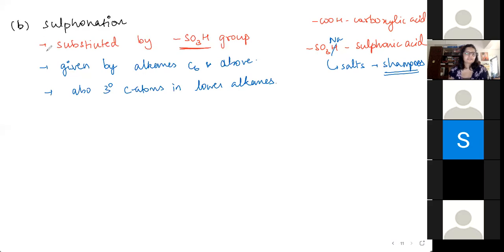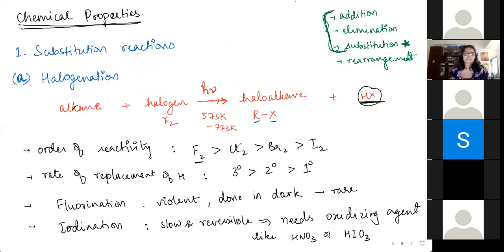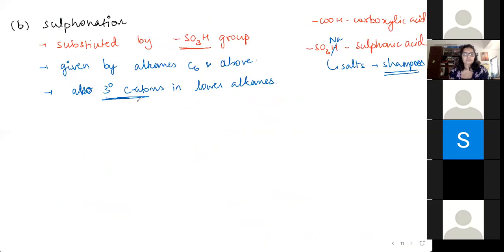So these are some notes about sulfonation. If you want to do this reaction effectively, you have to have more than 6 carbon atoms. If you want to do it with a lower number, then tertiary carbon atoms will do, because the rate of reaction is better in tertiary. In general substitution, tertiary is better than secondary compared to primary. Smaller alkanes with secondary and primary carbons will not react that much. You won't observe it here.